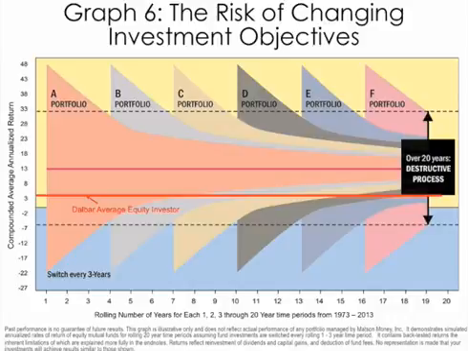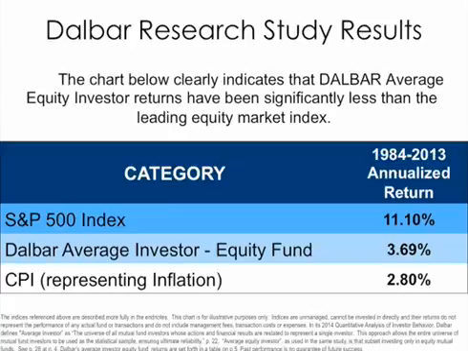So the average Dalbar investor, you can see the line here, is only receiving 3.69, compared to the S&P 500 index with the return of 11.10. Now, if we take out the CPI, representing inflation, from what the average Dalbar equity fund investor has received, we subtract 2.8 from 3.69, and you can see that for all of that hard work and all of that saving and investing, they barely stayed in front of inflation.